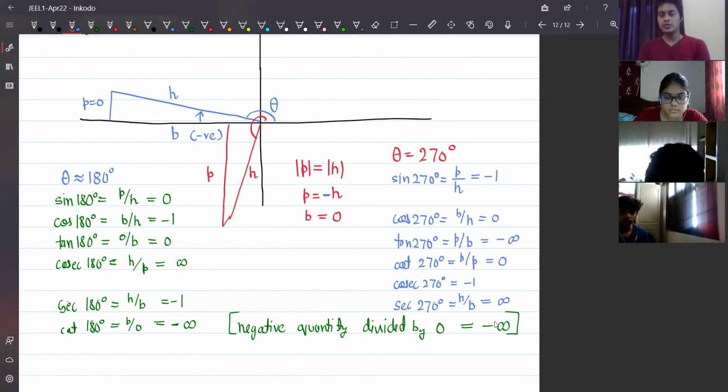So these are the reasons these quantities are negative or positive. In most books, you will not find the reasons why cos 270 is 0 or tan 270 is minus infinity. They just plot the graph and tell you to memorize it. But now we know the reason. Remember, when a negative quantity is divided by 0, the value is minus infinity.